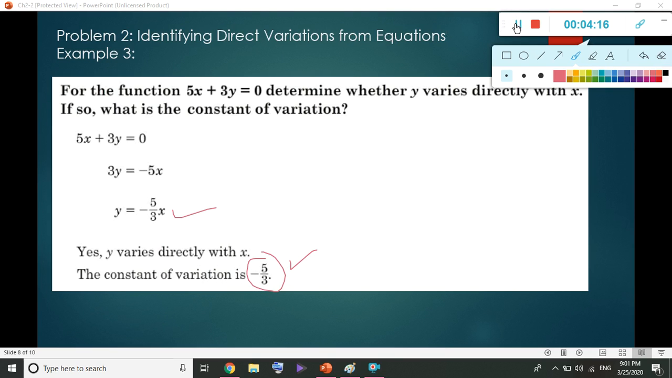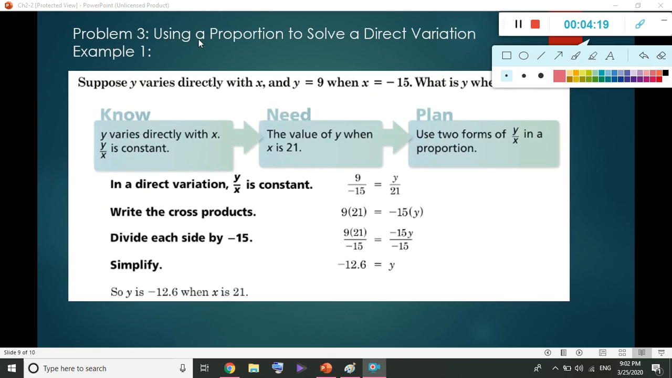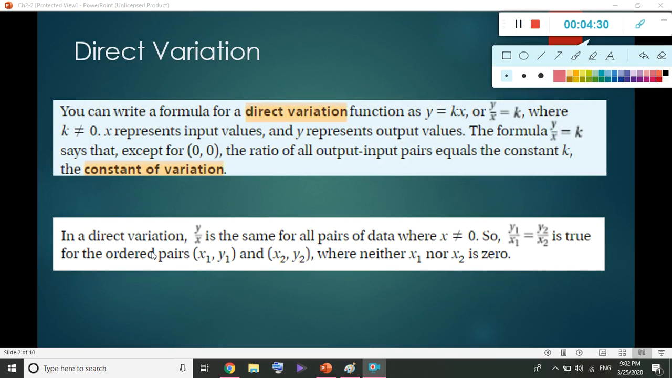Now we got to go for the third idea we have here, which is using a proportion to solve a direct variation. Okay, so let's remember the point that I gave you at the beginning of the lesson, which was that in a direct variation, y over x, which is a proportion here, is the same for all pairs of data where x is not equal to 0. So if I gave you x1 and y1, and I gave you x2 and asked for y2, how are we going to find y2? If they already told us that y varies directly with x, we're going to use this proportion.